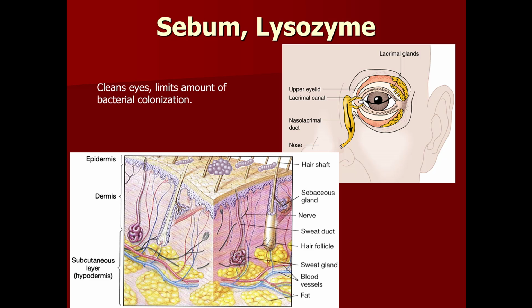Right? So we kind of talked here about sebum and then lysozyme. Here we've got our lacrimal glands, which are on the lateral portion of your eye, right? And they secrete tears, and the tears wash over your eye, and then the tears are collected in these lacrimal canals, and then it's all collected into the nasolacrimal duct, which then goes into your nasal cavity where you swallow.